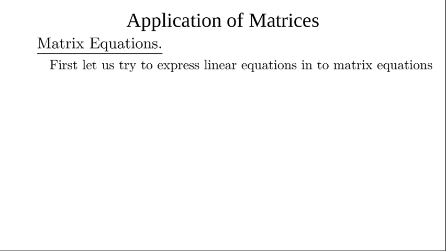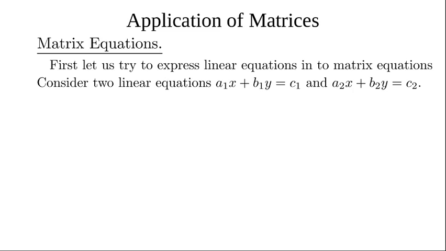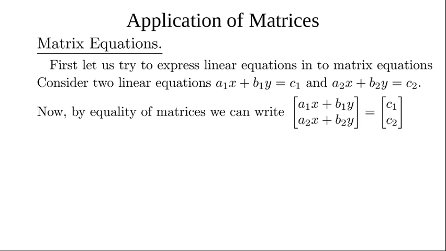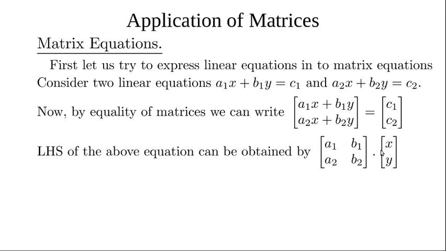Let us first try to express linear equations into matrix equations. For example, I have got two linear equations, a1x plus b1y equal to c1 and a2x plus b2y equal to c2. Now, by equality of matrices, we can write these two matrices. This is a column matrix. In fact, this is also a column matrix. On the left hand side we have got the left hand side of the equations, and on the right hand side we have got the constants. So the left hand side of the above equation can be obtained by multiplying these two matrices.